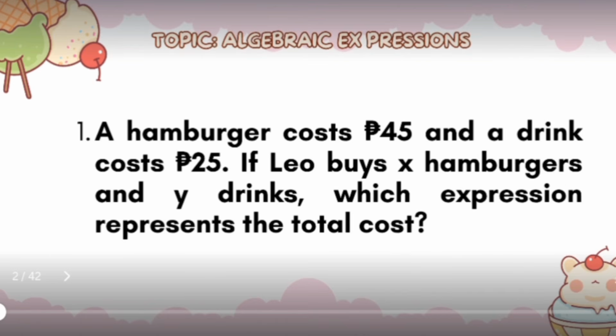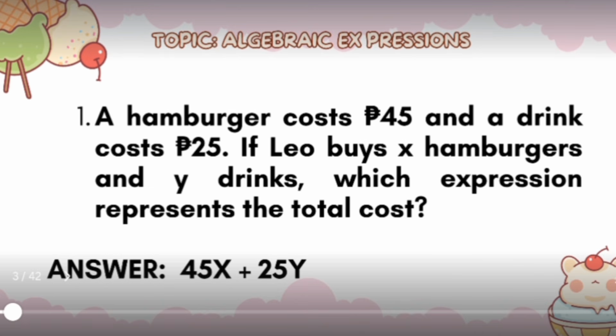You may review the concept of algebraic expressions before you answer this question. Number 1. A hamburger costs 45 pesos and a drink costs 25 pesos. If Leo buys X hamburgers and Y drinks, which expression represents the total cost? So the answer here is 45X plus 25Y.